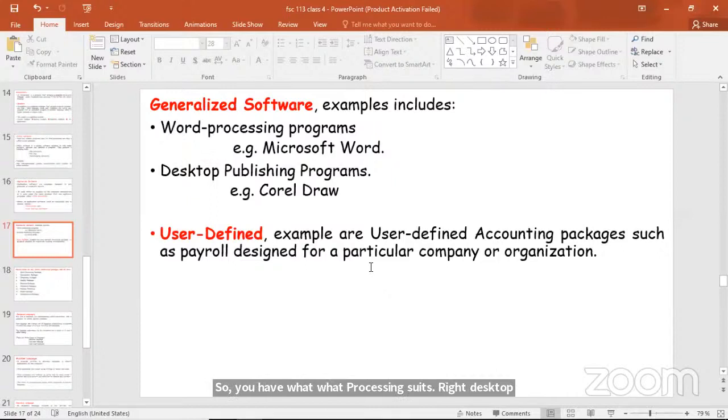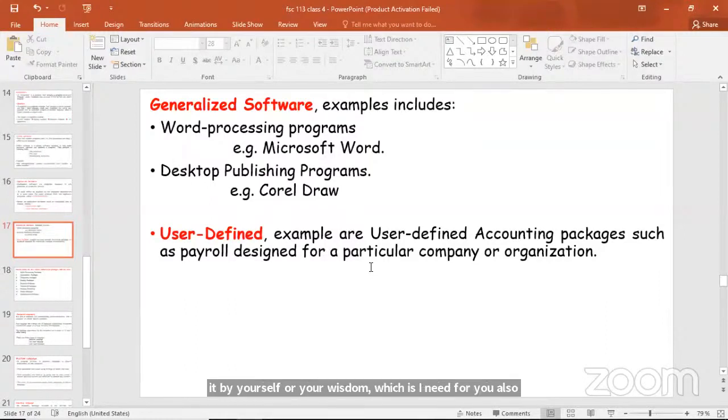However, user-defined application software is specified to do things that are personal. For instance, if I work in a transportation company, I may want to develop software that looks like how you pay on Lagbus. That is a user-defined program. It cannot be found on your computer. You have to design it by yourself, or you request somebody to design it for you.